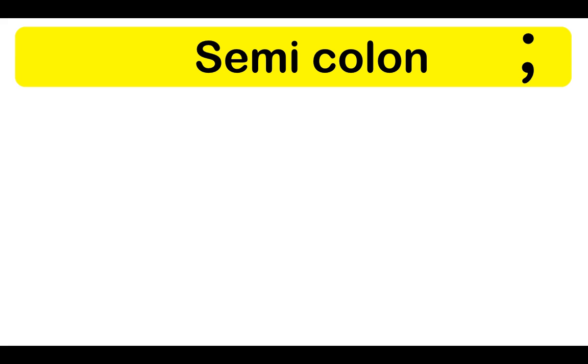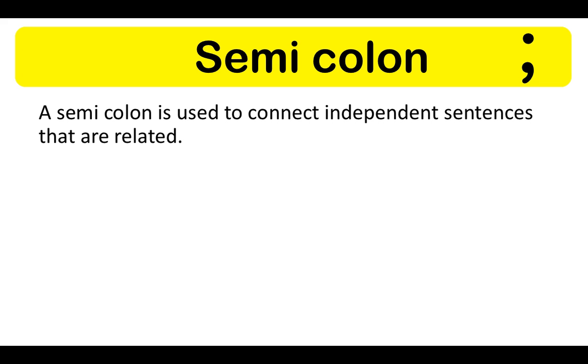Semicolon. A semicolon is similar to a full stop, therefore instead of a full stop we can use a semicolon. However, generally we use a semicolon when two sentences are closely related. So, a semicolon is used to connect independent sentences that are related.